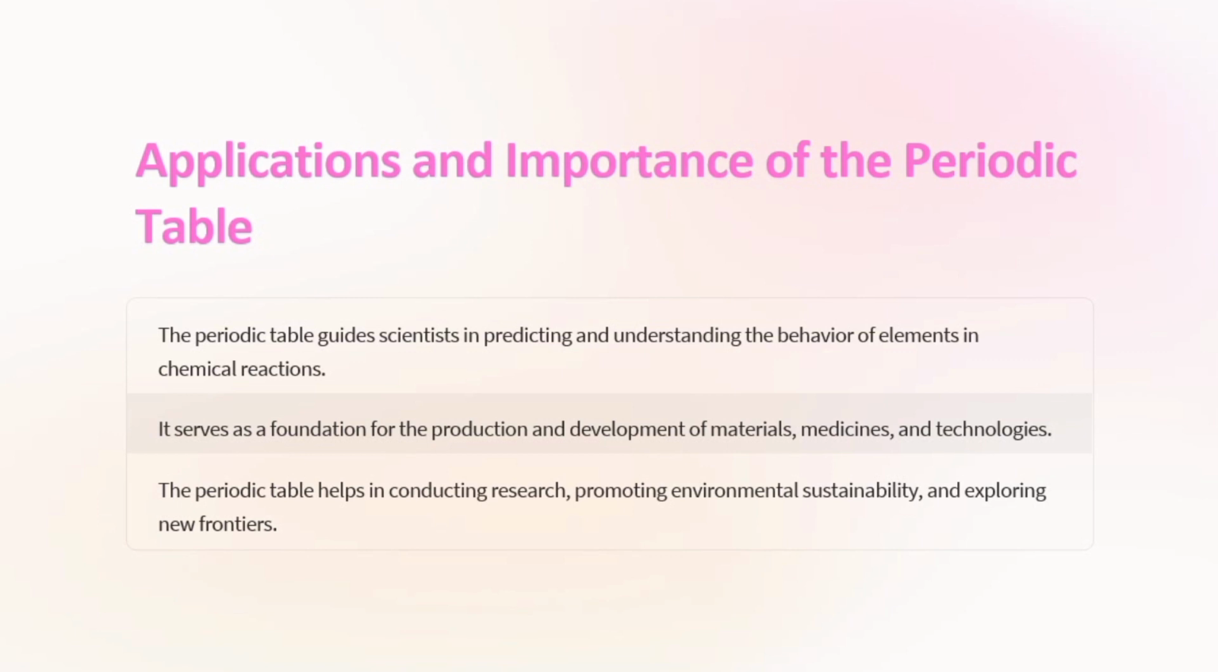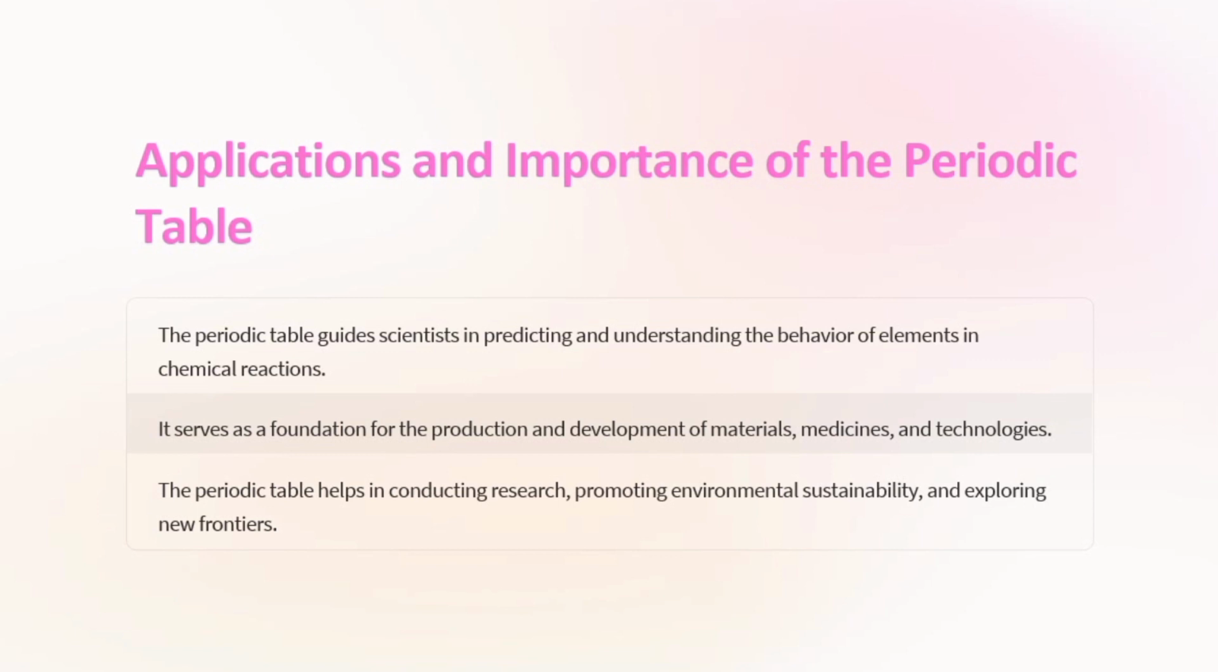One of the reasons why atoms or elements undergo chemical reaction or bonding is to attain stability. So if the element is already stable, it is very difficult for such an element to undergo any chemical reaction, and we term those elements unreactive or very less reactive. Are we together? Yes. It serves as a foundation for the production and development of materials, medicine, and technologies.